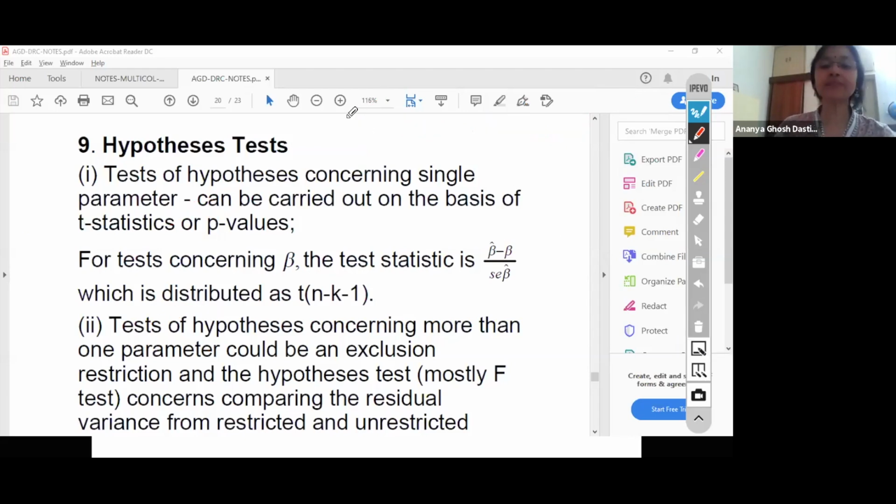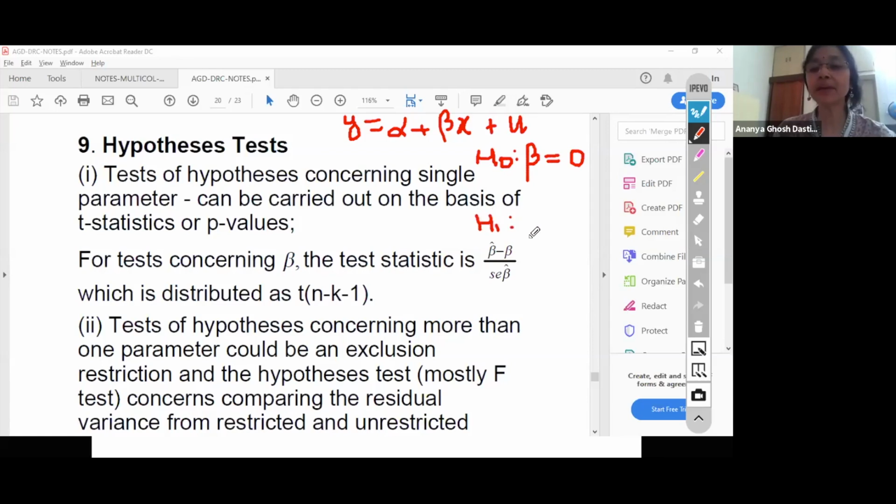So I will write down my model once again. My model is y is equal to alpha plus beta x plus u, and I'm going to test the null hypothesis that beta is equal to 0. And my alternate will be that beta is not equal to 0.